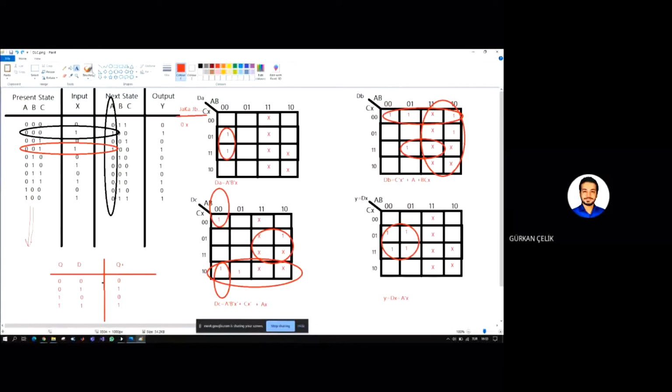Tabii bunun için arkadaşlar, normalde flip flop'ta 4 tane karno oluşturduk ya. Burada J için 1, K için 2 oldu. 4 çarpı 2, yani 8 tane karno oluşturacaksınız. O 8 karno için 8 sütunu ayrı ayrı dolduracaksınız. Anlatabildim mi? Tamam. Şimdi buraya kadar her şey çok güzel.